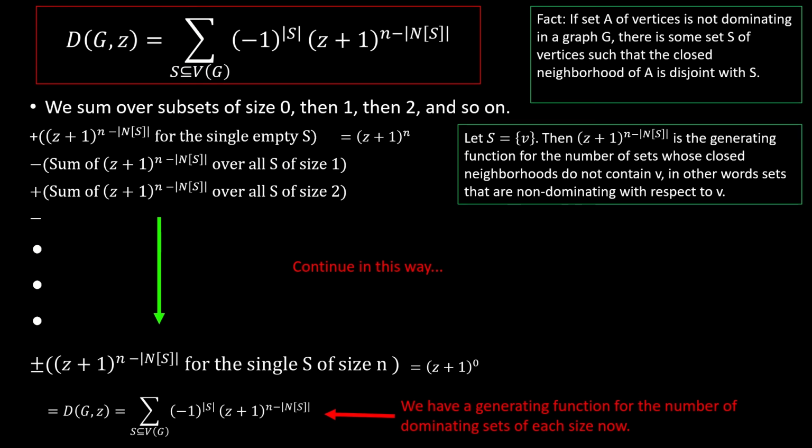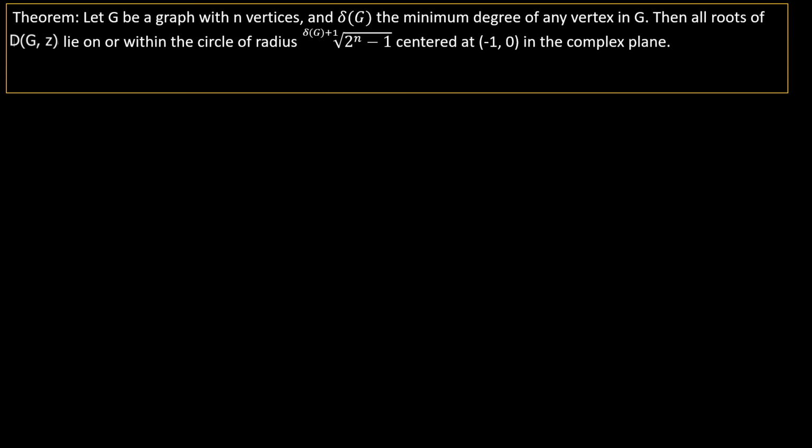Now that we've derived the formula, which we'll refer to as our first formula, we can introduce a new theorem about the roots of domination polynomials. Our theorem is, if G is a graph with n vertices, and if we let delta of G represent the minimum degree of any vertex in G, then all roots of the domination polynomial of G lie within or on the circle in the complex plane with the underlined radius centered at -1, 0.